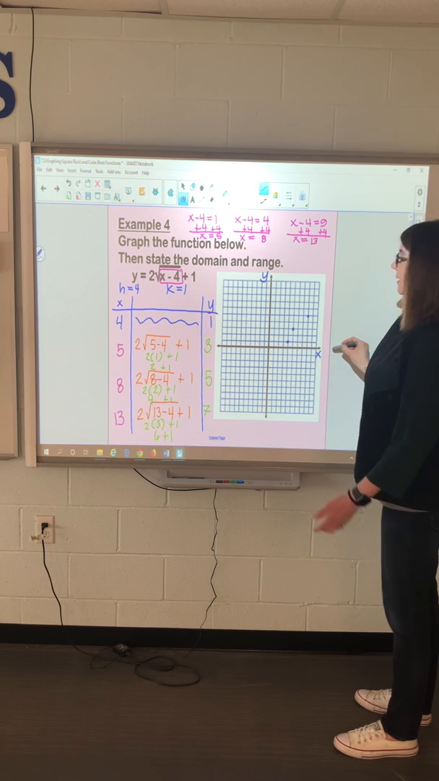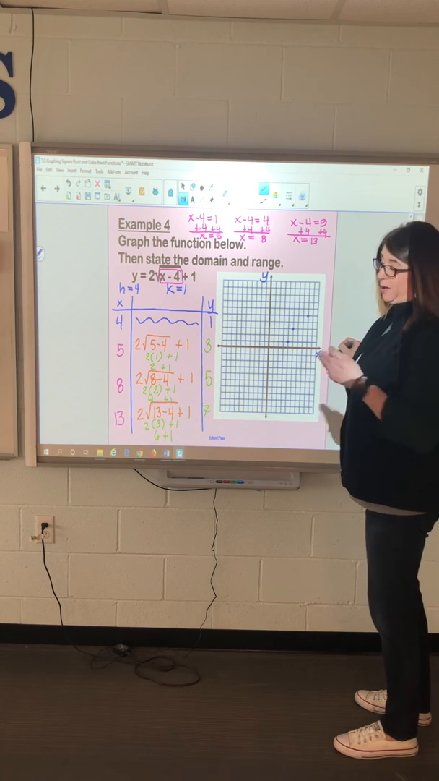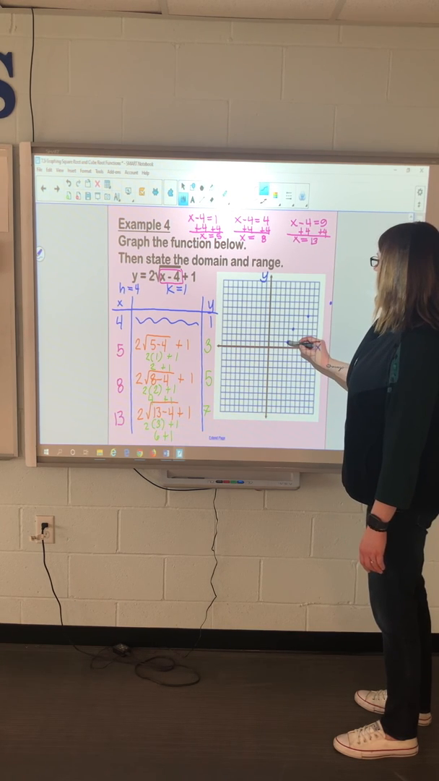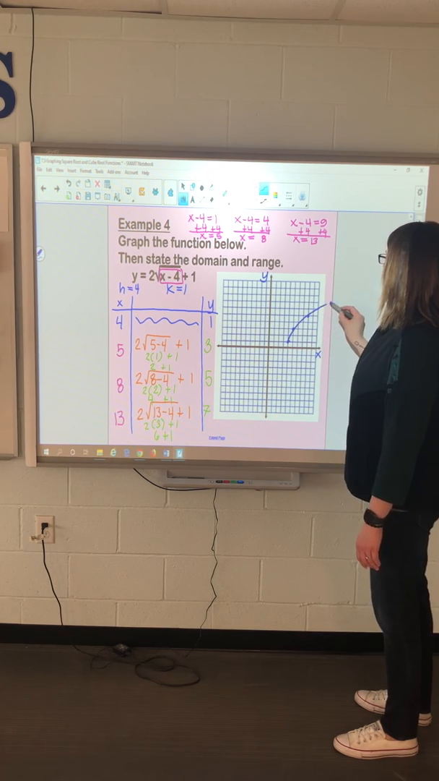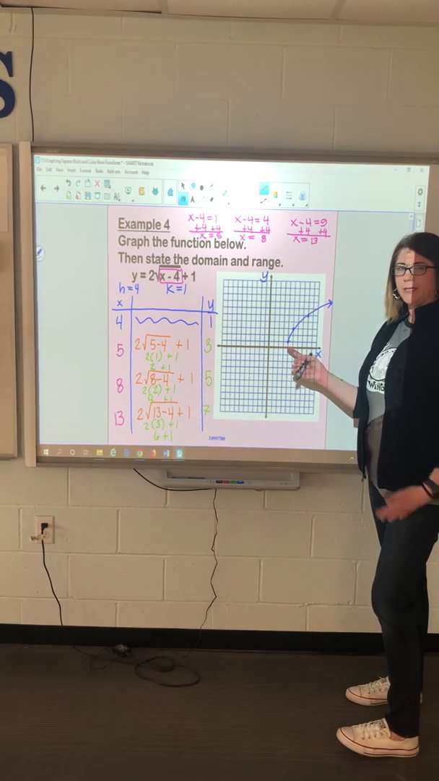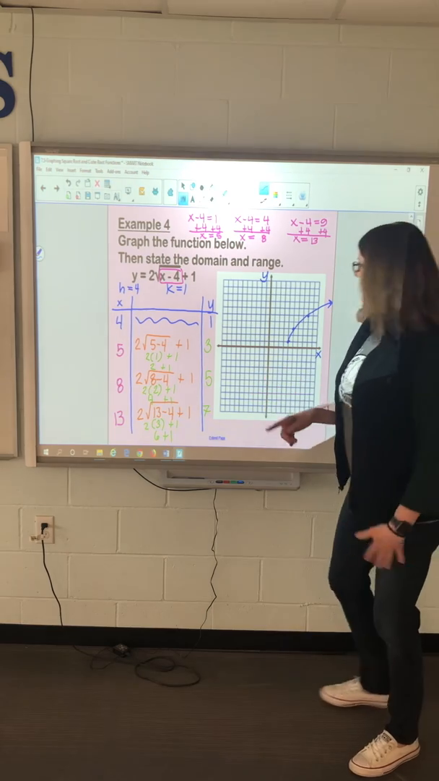And then 13, so I don't have enough room on your paper. You could probably have it out there. I'll just put it up here somewhere as far out as I can get it. So we're starting right there, and then we're going up and to the right. Again, remember, don't put an arrow here because it can't go past that starting point.